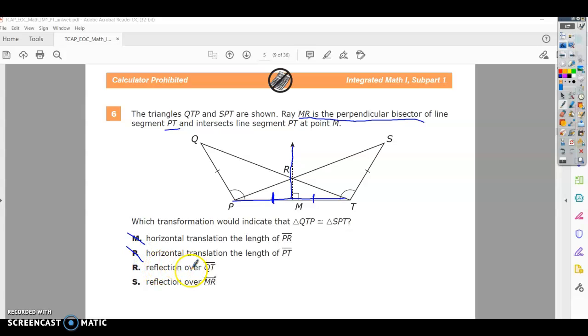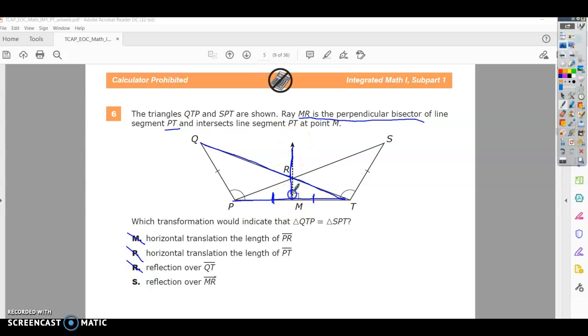All right, a reflection over QT. All right, here's QT. If I reflect across that line, that means P is going to come up here somewhere. So I'm still going to have a triangle, but it's just going to be in a different position. That's not going to help me either. All right, the last one says a reflection over ray MR.